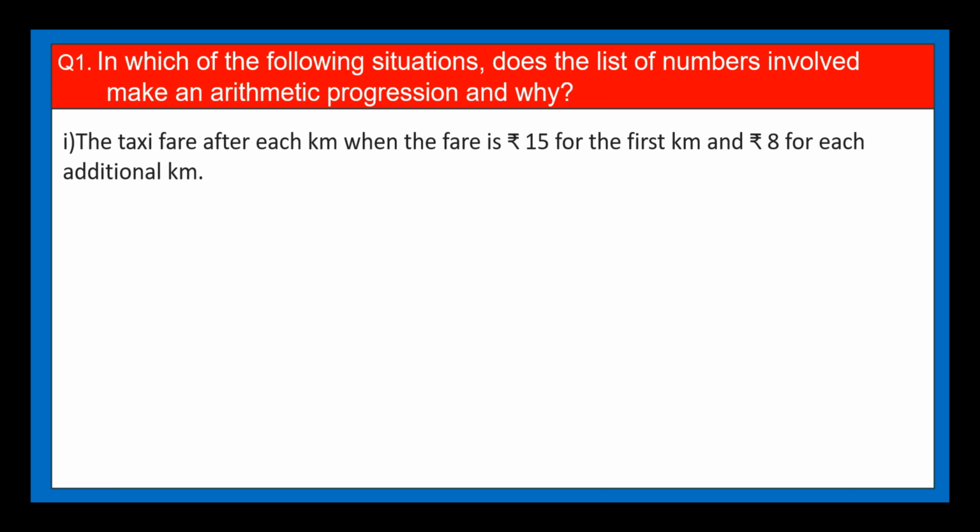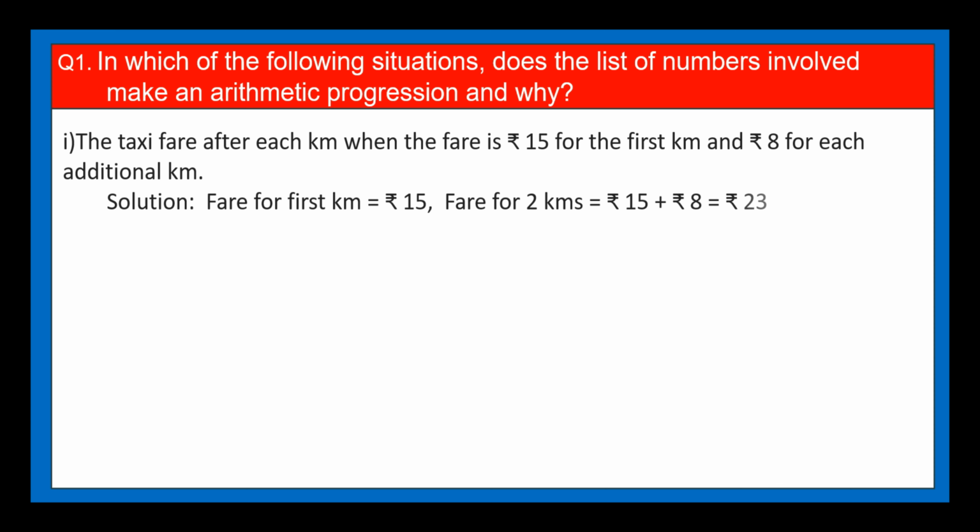If you observe this question, it is given that if you travel for 1 kilometer, then the fare to be paid is equal to 15 rupees. If you travel for 2 kilometers, then the fare is 15 rupees plus 8, 15 plus 8 is 23 rupees. And if you travel for 3 kilometers, then the amount to be paid is 15 plus 8 rupees for the second kilometer and 8 rupees for the third kilometer, 15 plus 8 plus 8 is 31 rupees and so on.